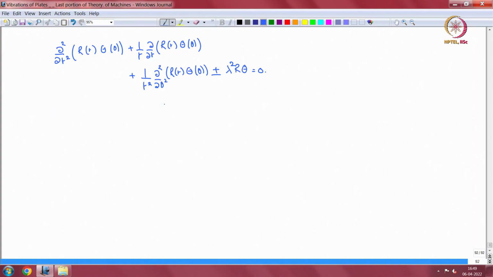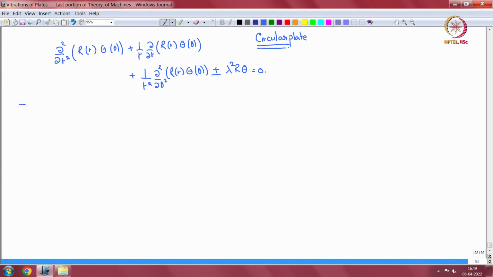Good morning, welcome to this next lecture on vibrations of plates and shells. We were looking at a circular plate and we were working through the separable solution in finding the harmonic response or the mode shape. Okay. So, we were at this stage here.